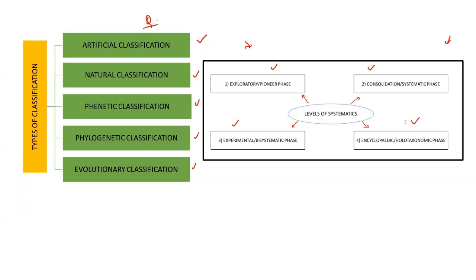You should be knowing in which of the areas of the world or which regions of the world are experiencing which of these phases, that you should be knowing. And what happens, which kind of keys or floras or monographs are prepared in a particular phase, that you should be knowing.